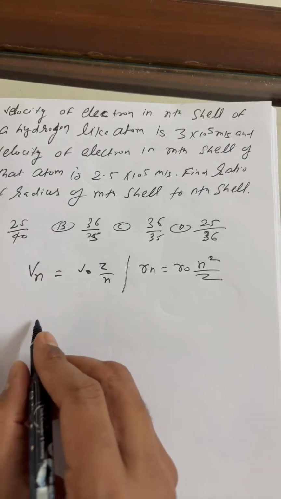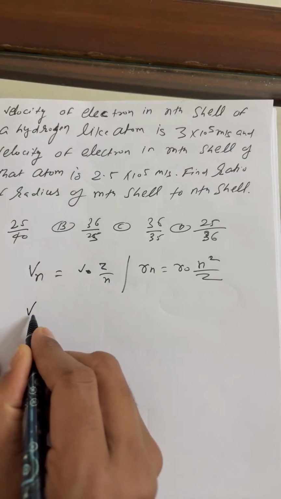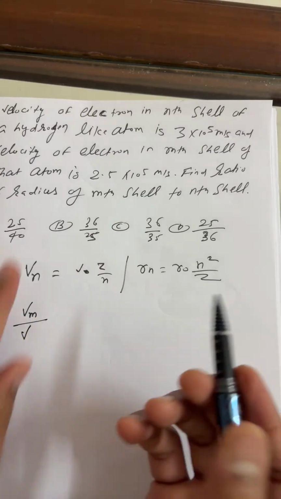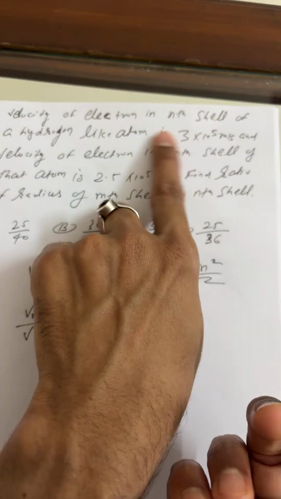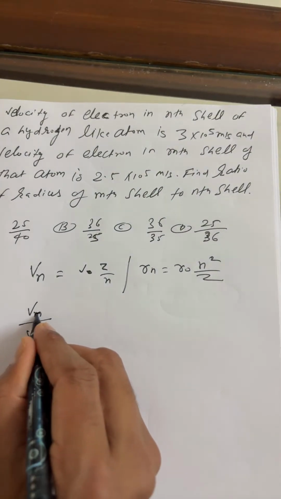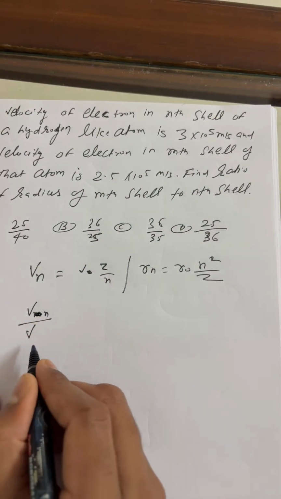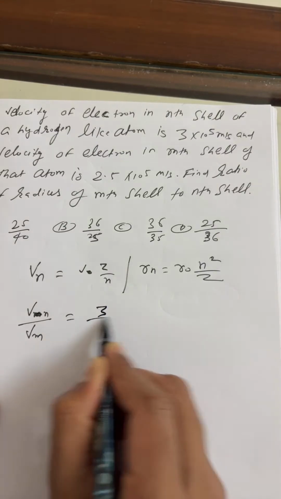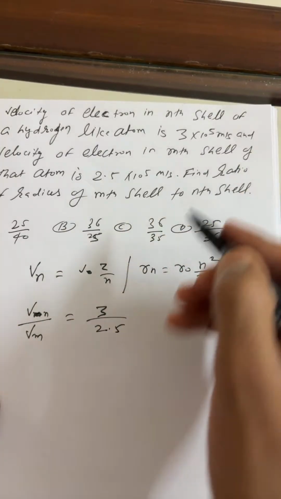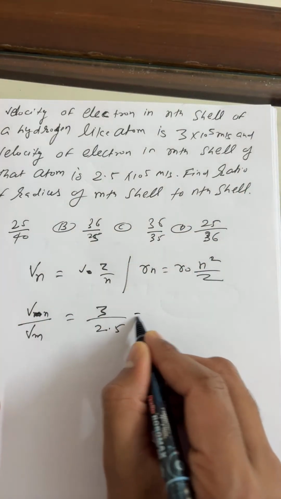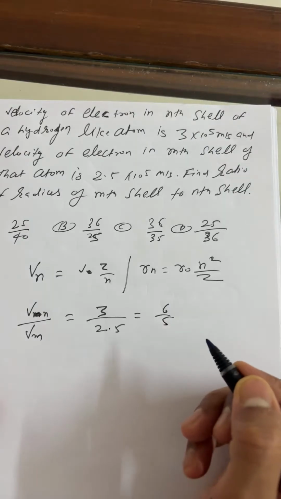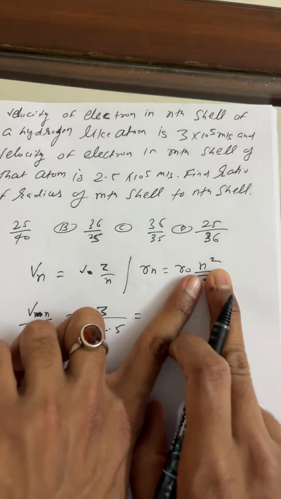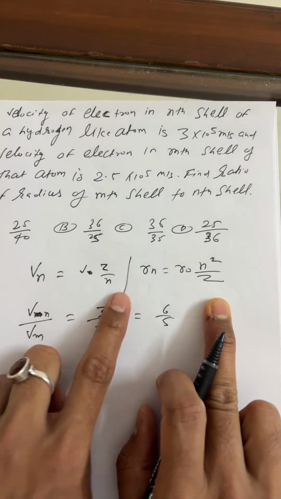So the velocity of the nth shell upon the velocity of the mth shell is 3 upon 2.5, the power of 5 cancels in both, and then you will get 6 by 5. The velocity goes as Z by n, while the radius goes as n square by Z, so the relation is squared.